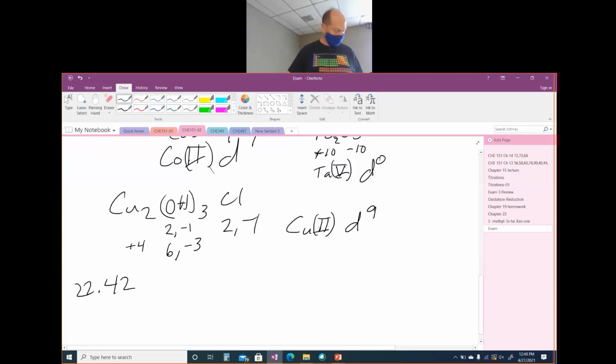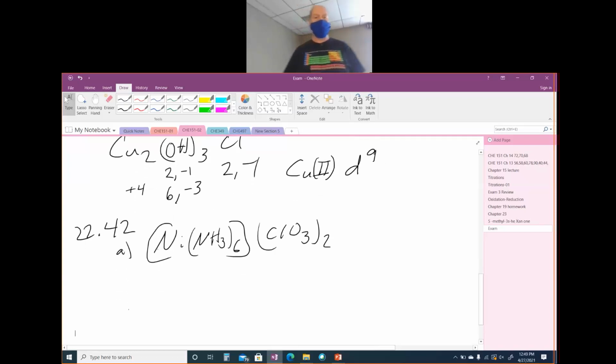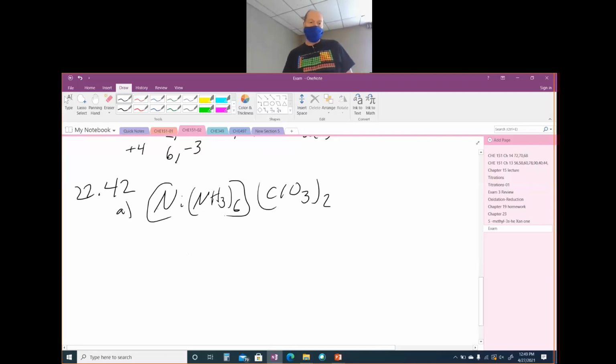22.42. Give the coordination number of the transition element in each of the following complexes. All right, so we've got a nickel, we have an NH3 sub 6, and then a bracket, and then we have a ClO3 sub 2. All right, so the name, we'll name it, it is a hexaammine.